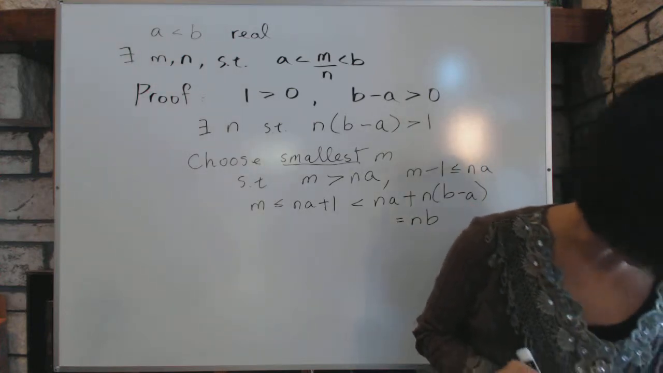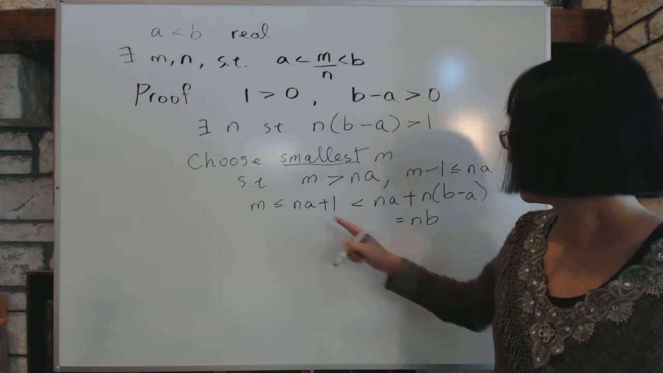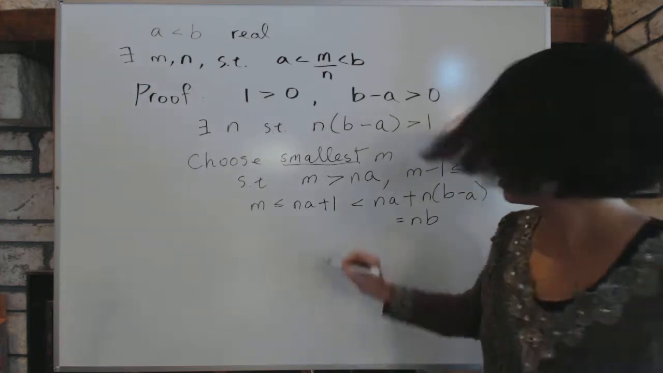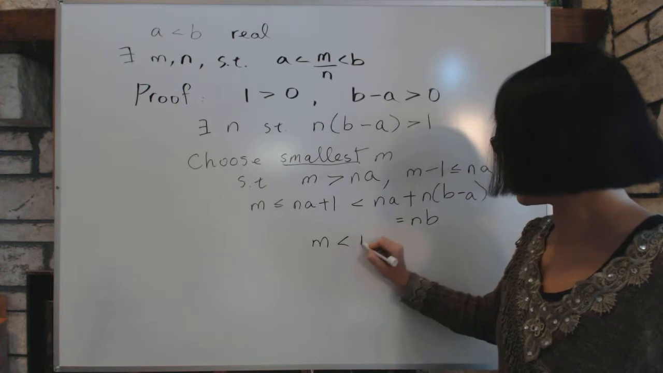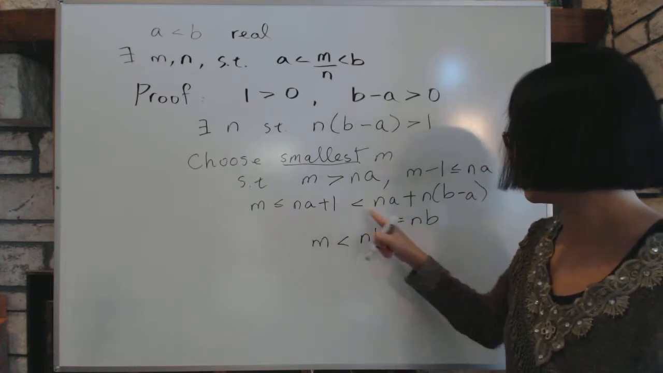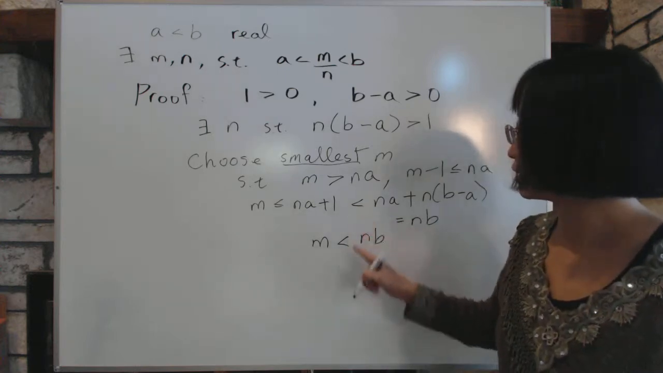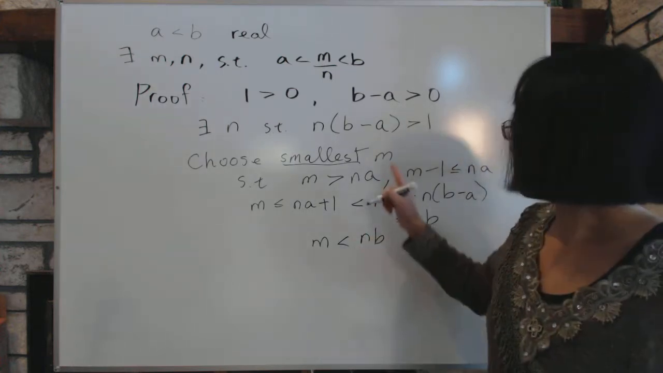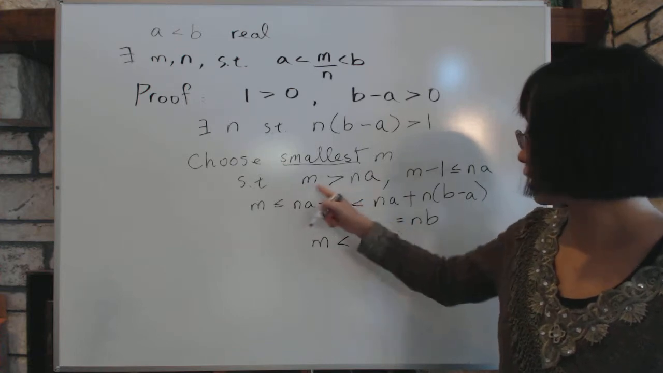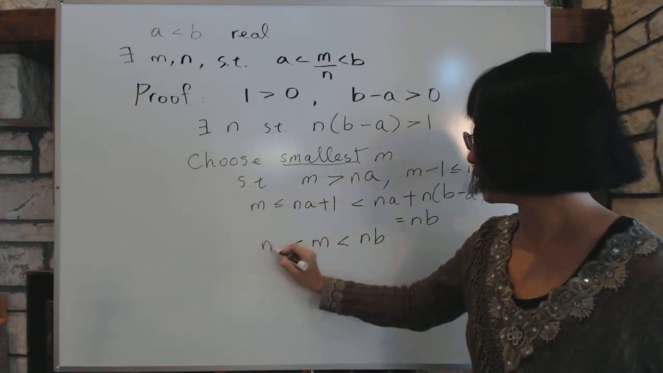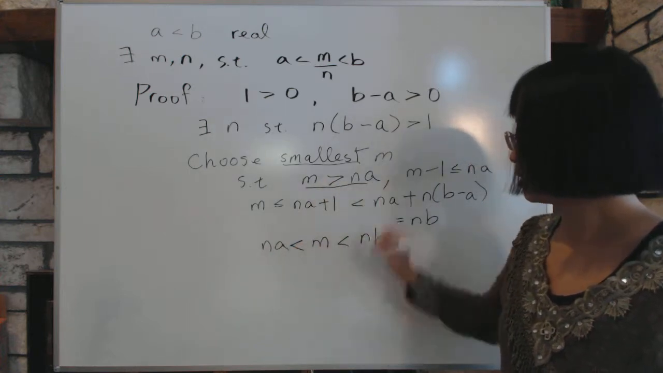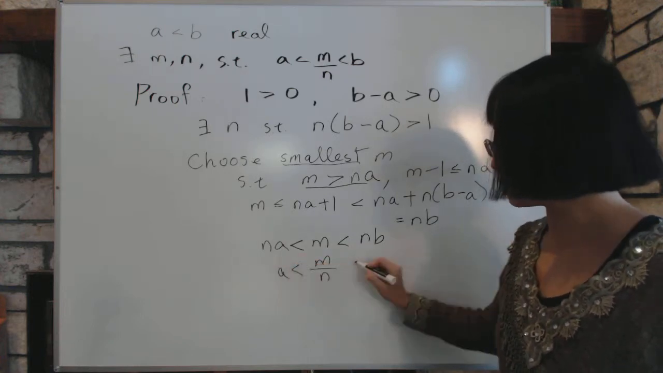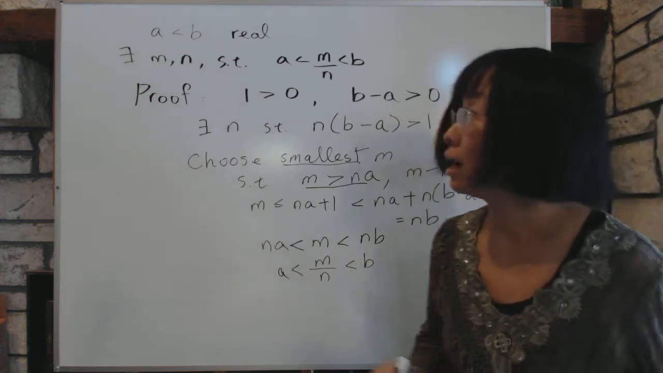So if it's just equal to nb, then you have your conclusion, because that means the conclusion becomes m is less than nb. Now notice the inequality, the equal sign is gone because the strict inequality kicked in right here. So m is less than nb, and remember m is also bigger than na from this place. So then you just do the division, and you get your inequality: m over n is between a and b. So that is the proof.